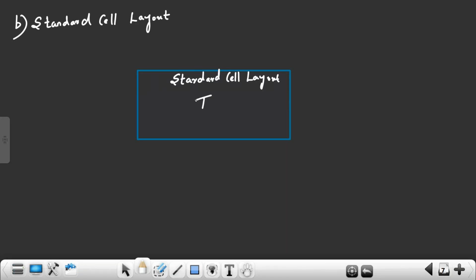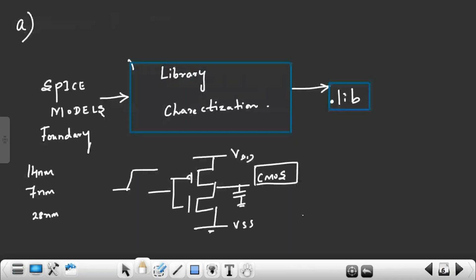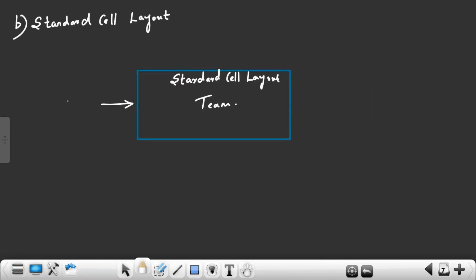The input for the standard cell layout team is the schematic. What schematic? The schematic drawn by the library characterization team. That is the input. They will take the schematic and draw the layout. That layout they will give in a LEF file and a GDS file. A GDS file for each and every cell. It is not for the entire design, it's for each and every cell.